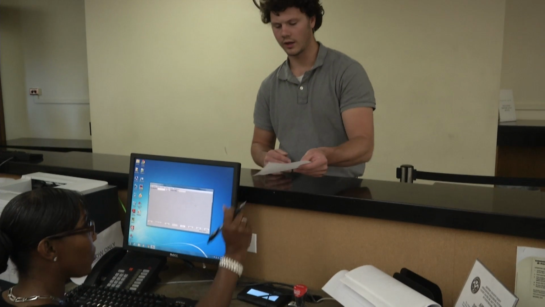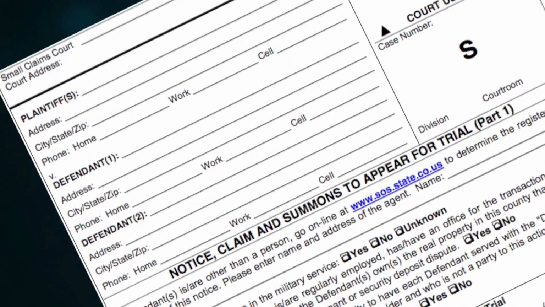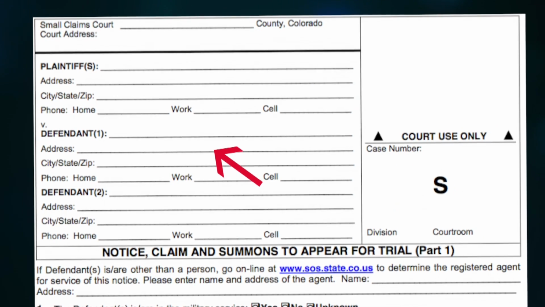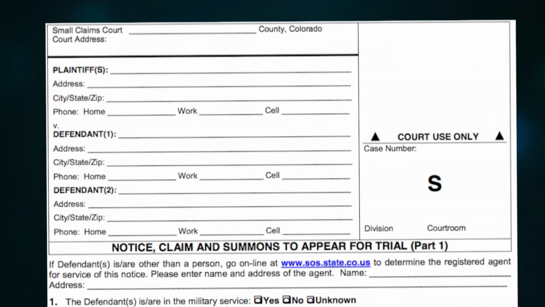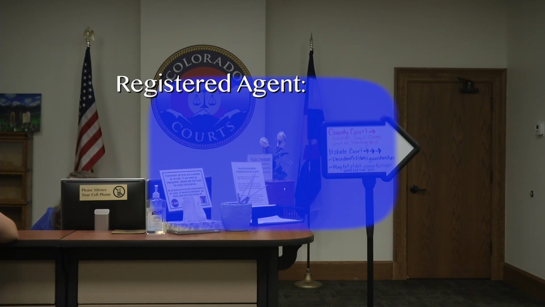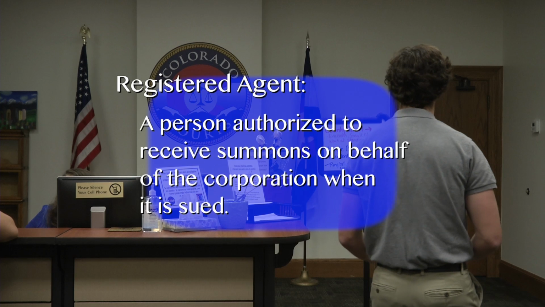If you are the plaintiff, you must complete the form entitled Notice, Claim, and Summons to Appear for Trial. This is the document which initiates a small claims case. Begin by identifying the names and addresses of the plaintiff or plaintiffs and defendant or defendants in the upper left corner of the form. If the named defendant is not a natural person, you will need to determine who the registered agent is. A registered agent is the person who is authorized to accept service on behalf of a corporation.